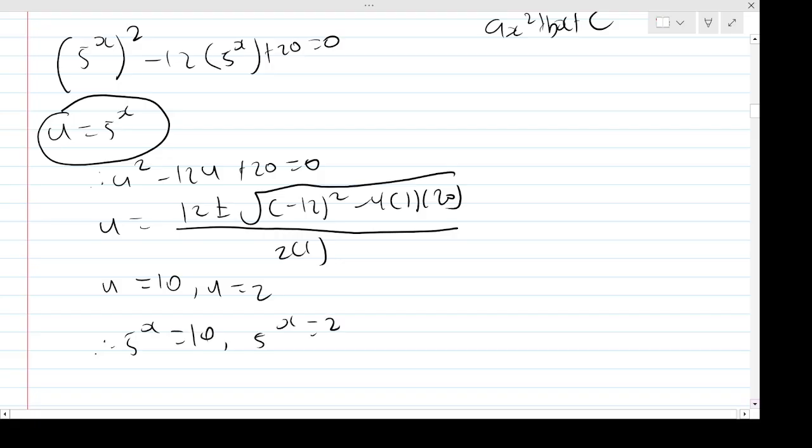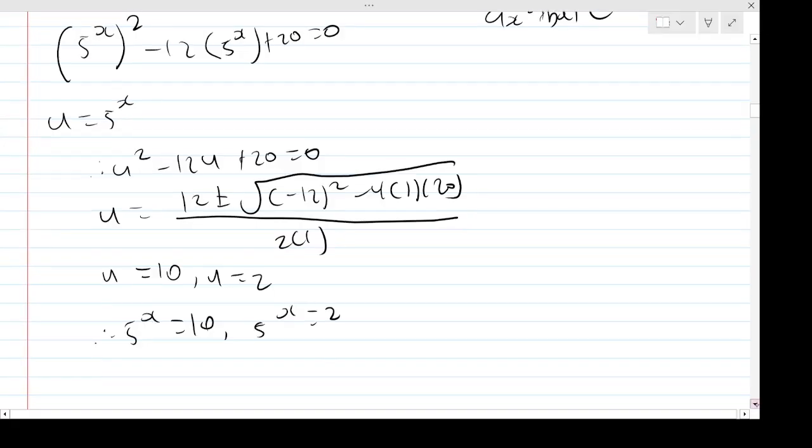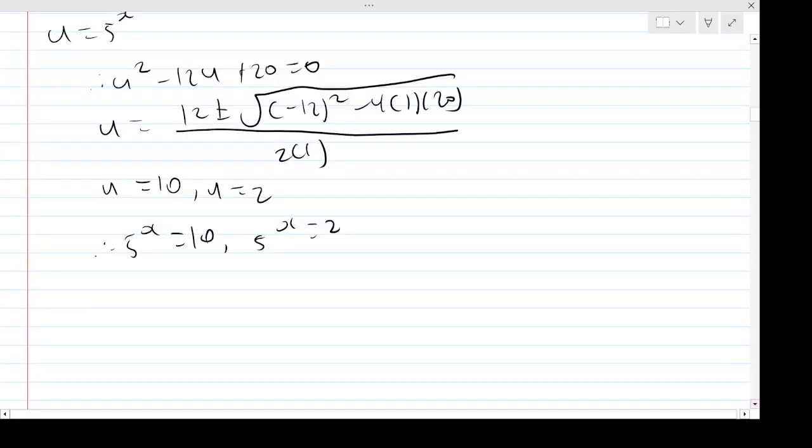Now, how do I solve these? These are like mini equations, these two. How can I solve this? Well, this is where logs will come into play. So then I can take logs of both sides. Firstly, for this equation, 5 to the x is 10, log 5 to the x is log 10, and so I can bring the power x to the front, so x log 5 is log 10. And so x then is log 10 over log 5.